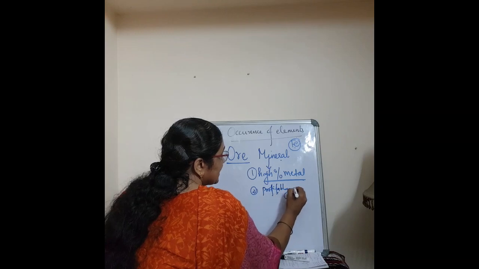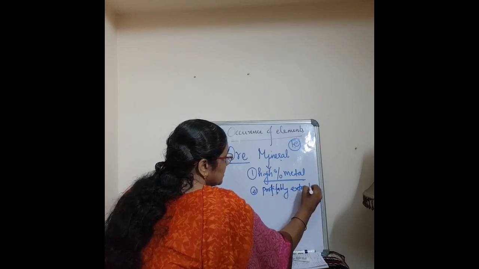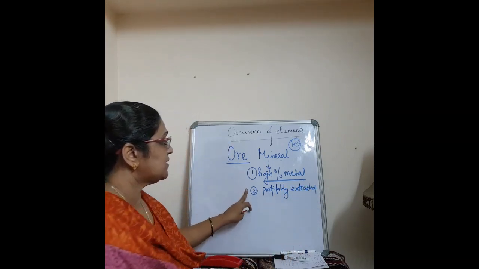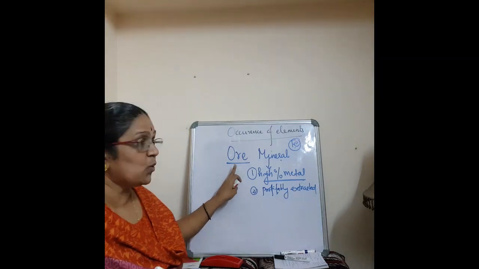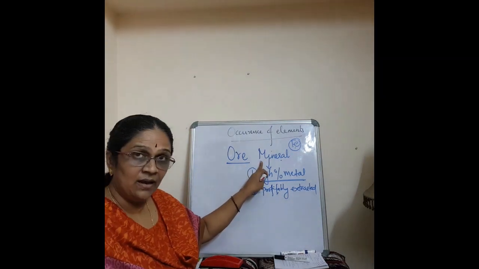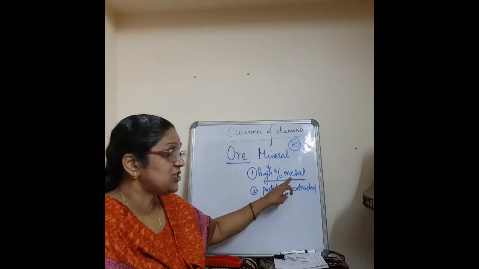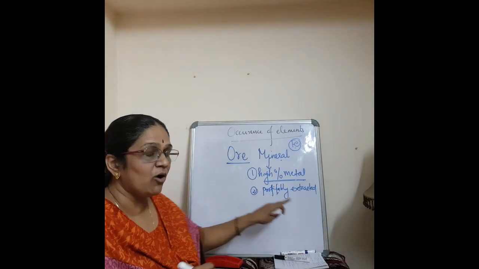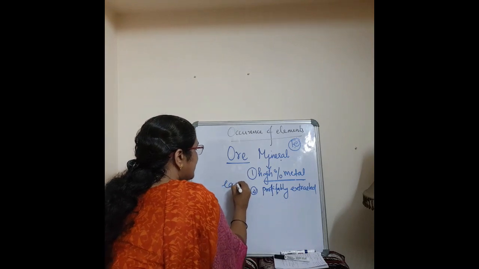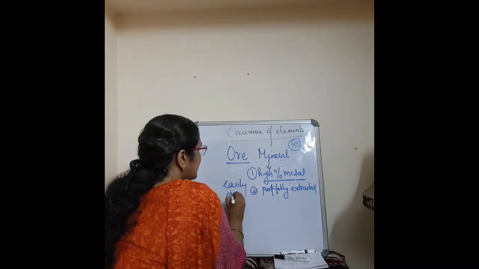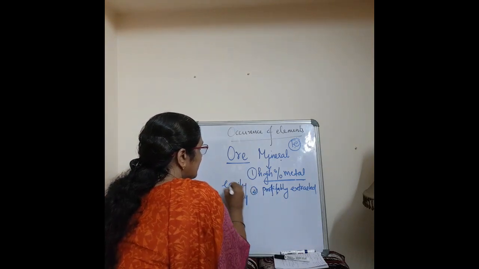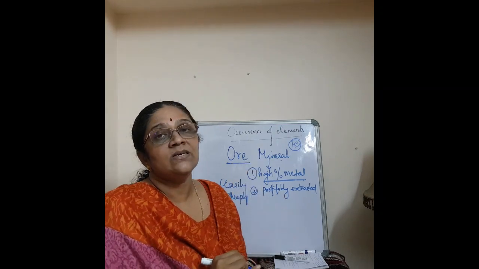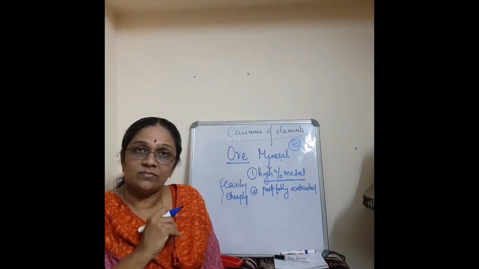Profitably extracted. So these are the two value points in the definition of an ore. Now what is an ore? Ore is a mineral which is having a high percentage of metal which can be profitably extracted. Profitably means what? Easily and cheaply. Easily and cheaply. I can write. That is profitably. So that is called as an ore.